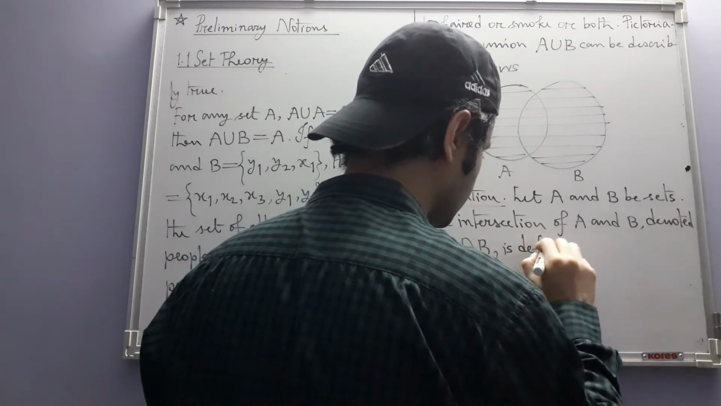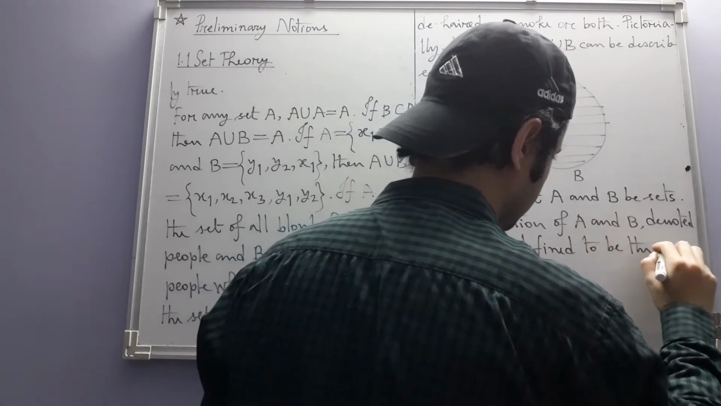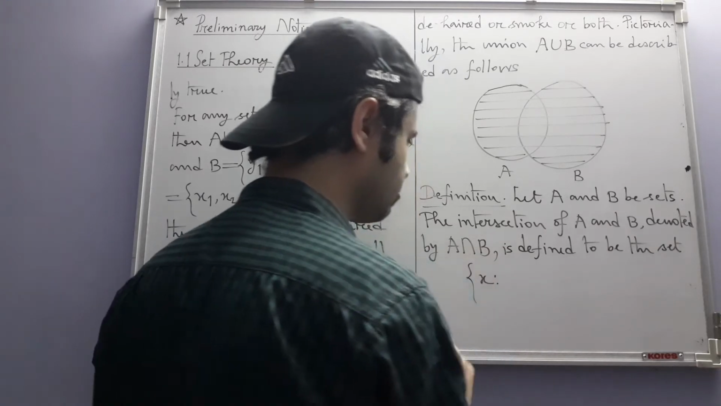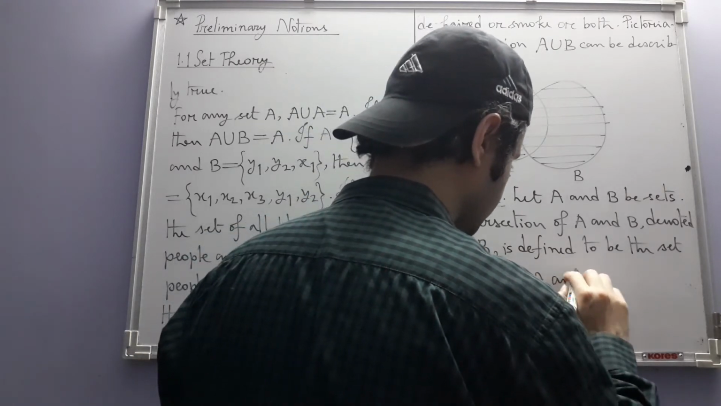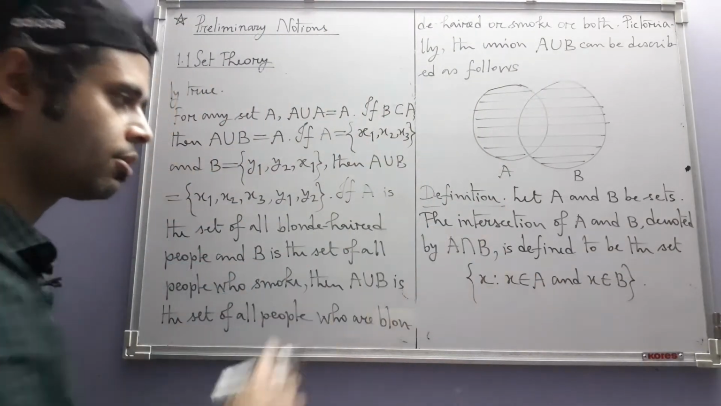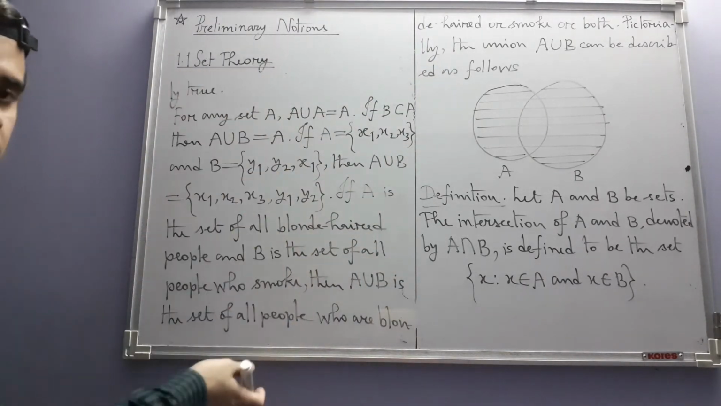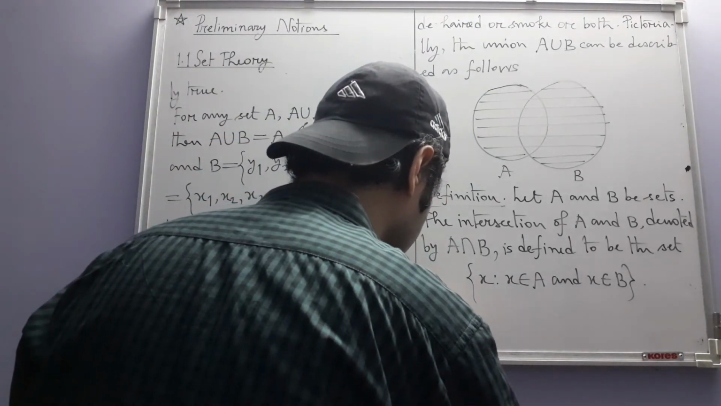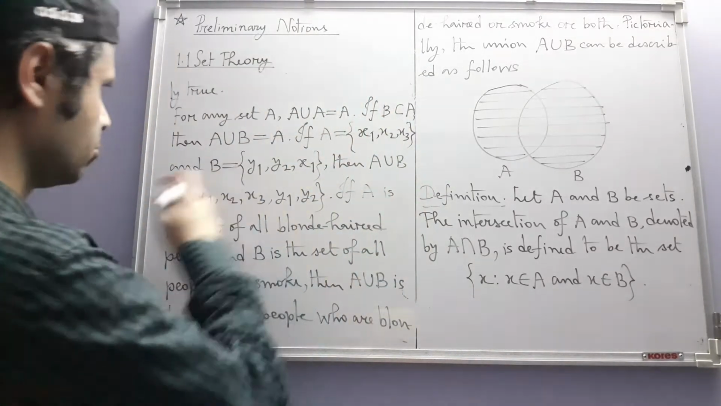is defined to be this set, the set of all elements which belong to both A and B. Now, unlike the previous set, in place of OR we have now AND. So we can take these same examples to illustrate intersection. We can write just like how we wrote here for any set.